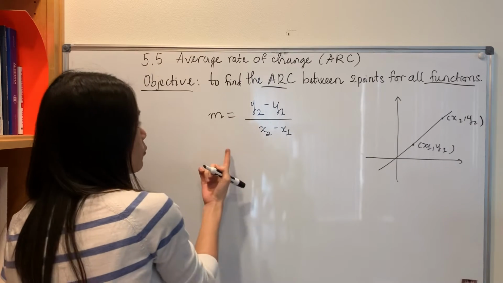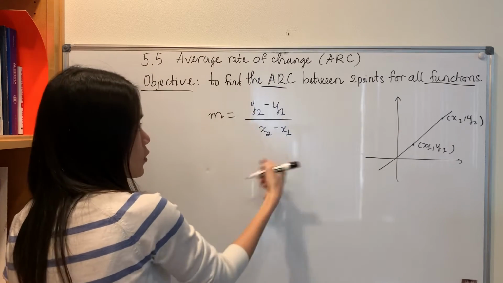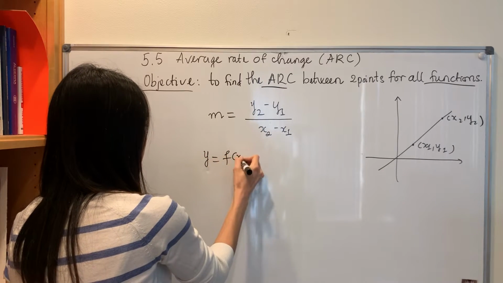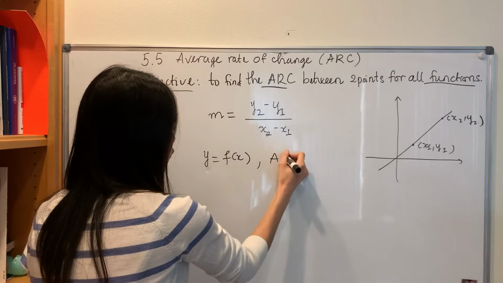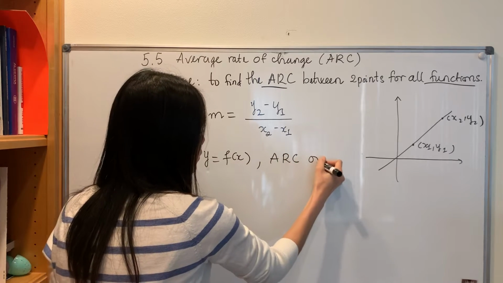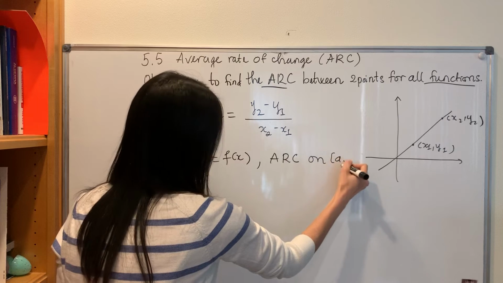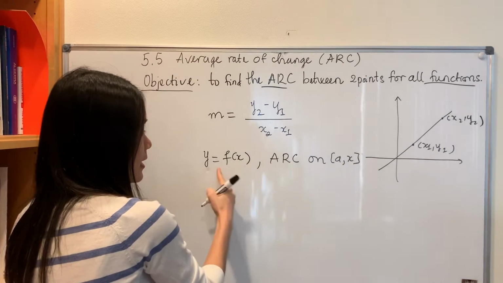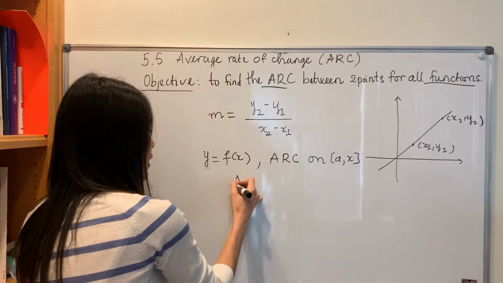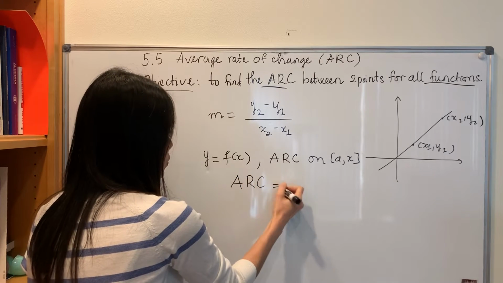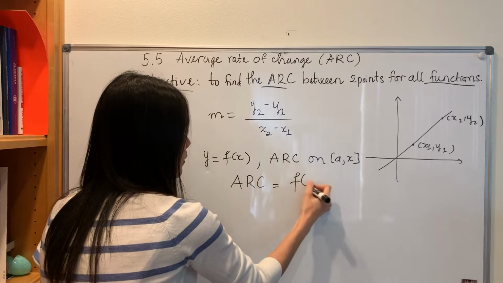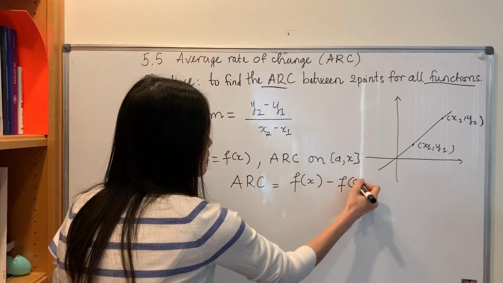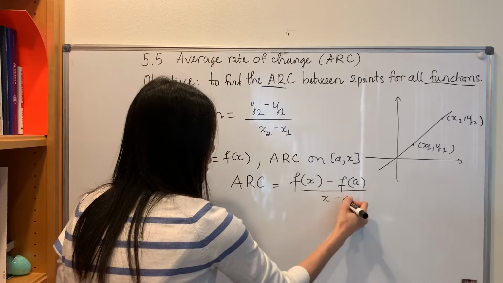If I write the average rate of change, or slope, in function notation, let y equal f of x, and they ask you to find the average rate of change of this function on the interval from a to x. This is the average rate of change in function notation, so we still have the same thing. The average rate of change equals f of the second number, f of x, subtract f of the first number, f of a, over x minus a.